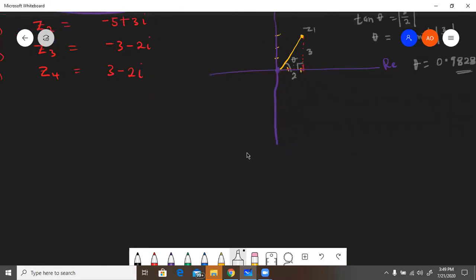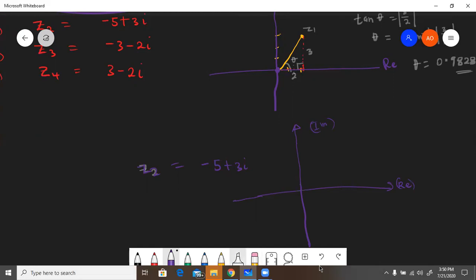We have Z2 equals minus 5 plus 3i. So let's take our Argand diagram for Z2. Okay, let me cut this one small. We have the Argand diagram for Z2 like this. This is the imaginary part and this is the real part.